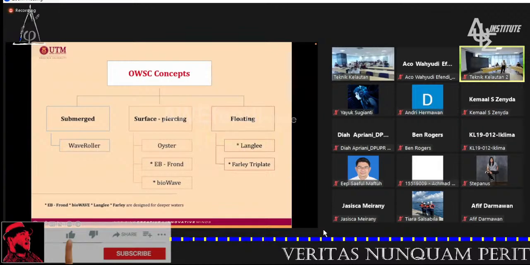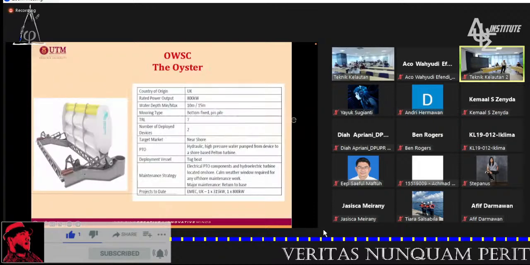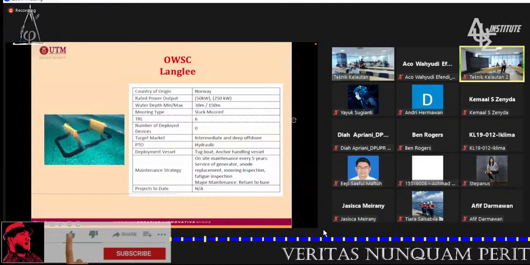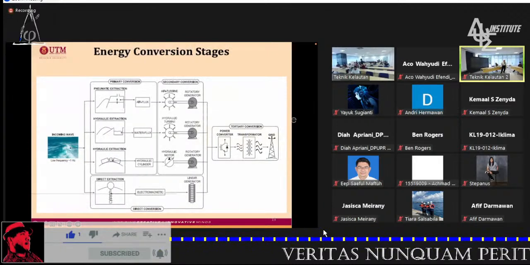Okay. This is one of them, using the flap. Wave roller. Okay. Next one. Another site, Langley site.